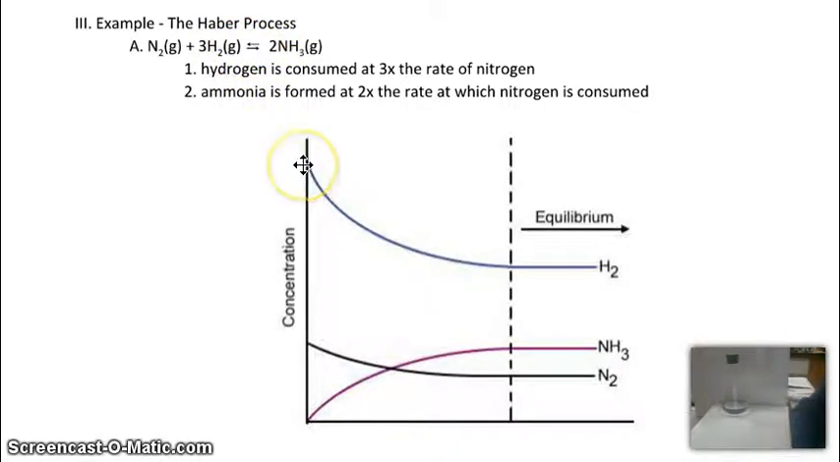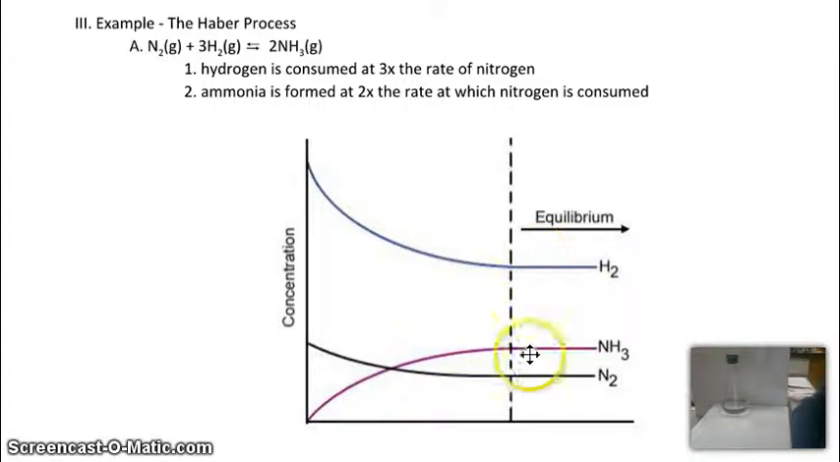So let's take a look at this. Notice that at the beginning, the H2 is declining really fast. Well, why would it go very fast? Because it's consumed at 3 times the rate of nitrogen, because that's your coefficient. Notice your nitrogen rate is not as steep, because it's only a coefficient of 1. And then you are producing your ammonia at twice the rate.